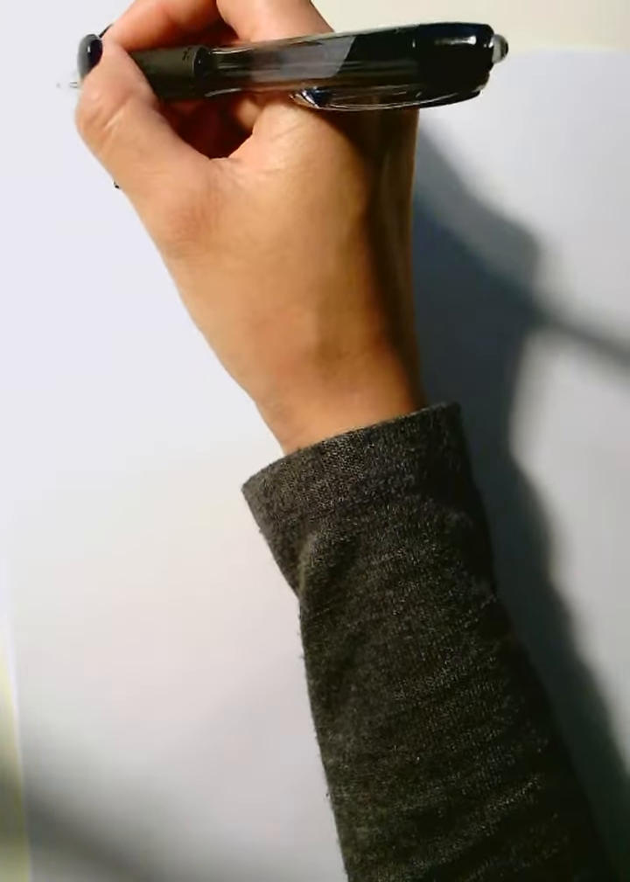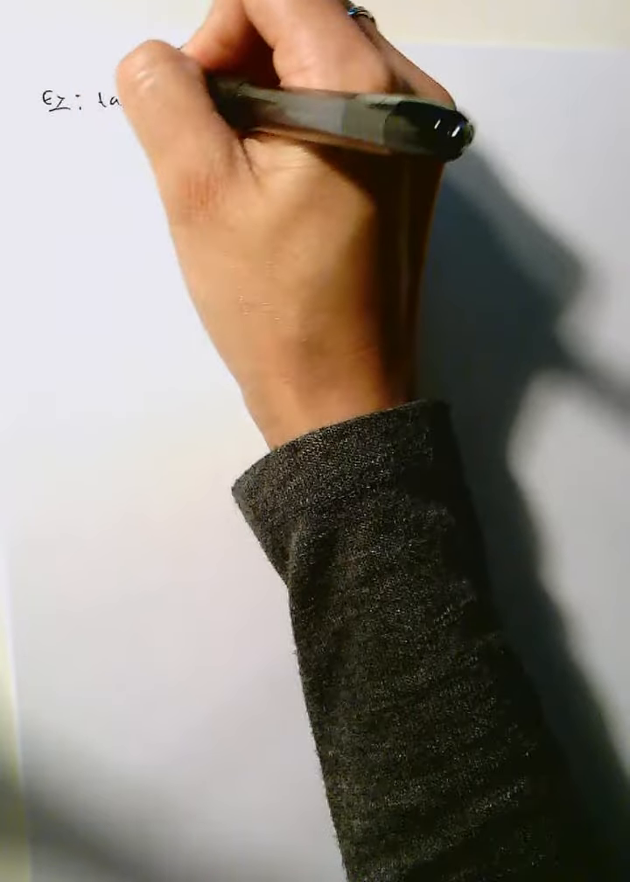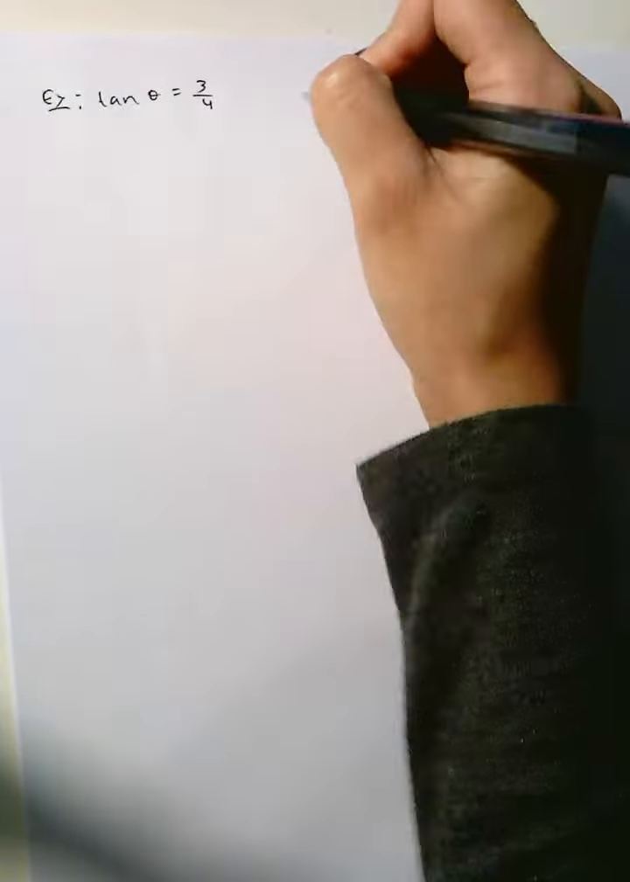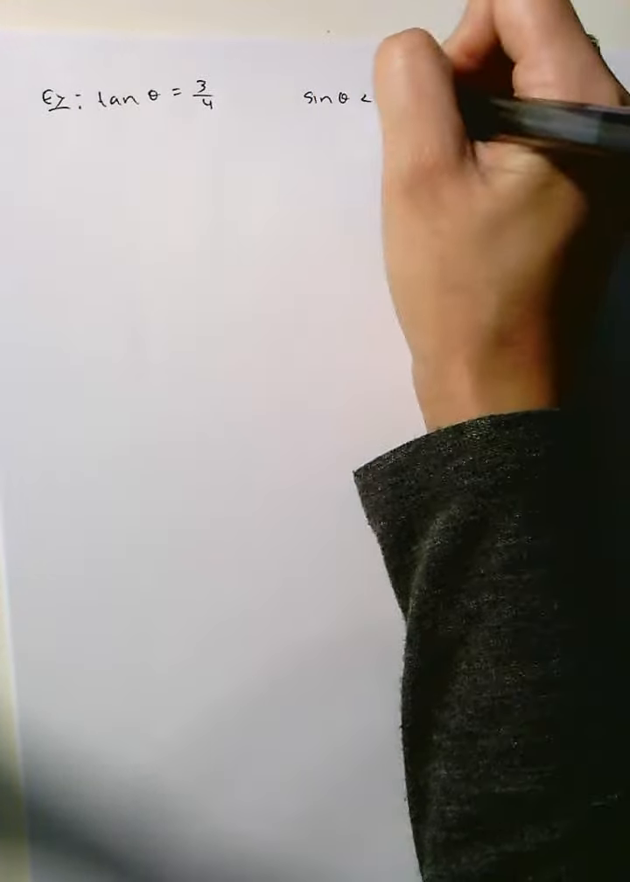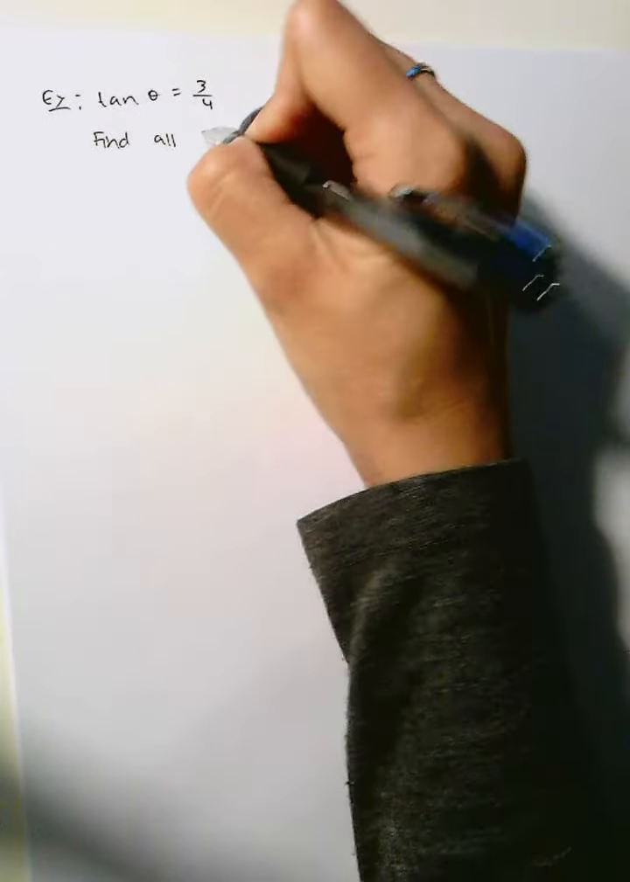and do two more examples for the same section, 6.3. So the first one I want to do is I want to find the trig functions for when tangent of theta is equal to 3 over 4 and when sine of theta is less than 0. So in here again we're looking for all trig function values.